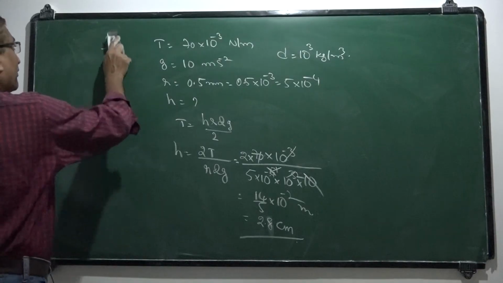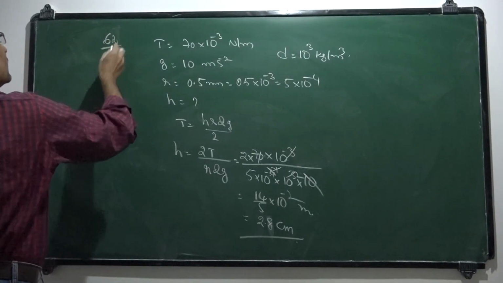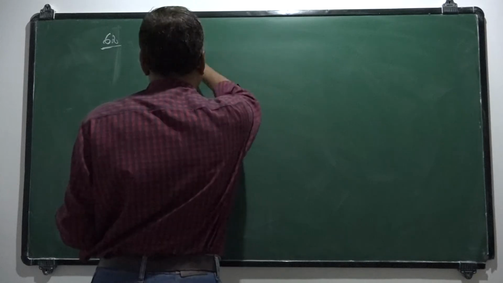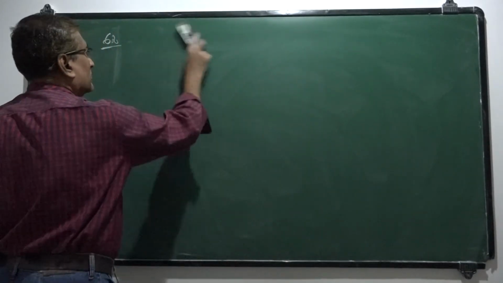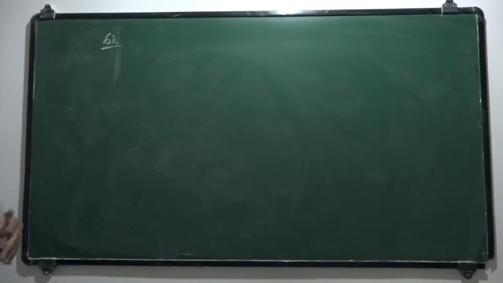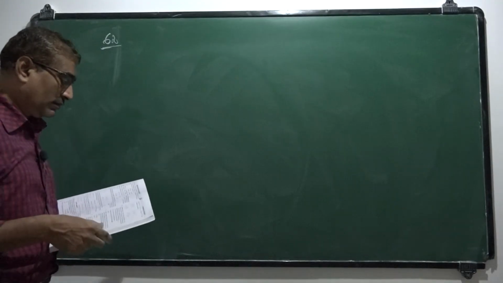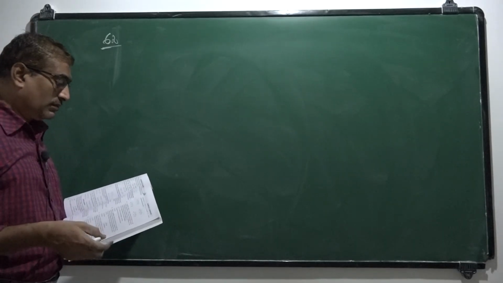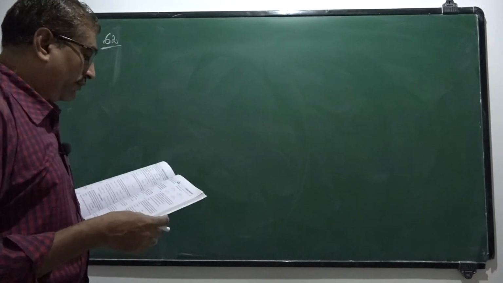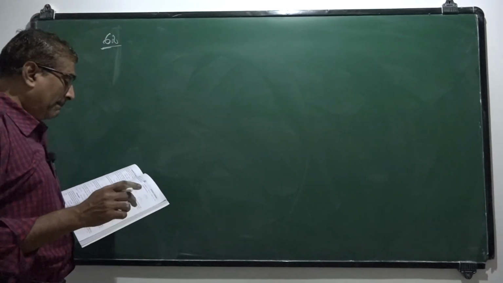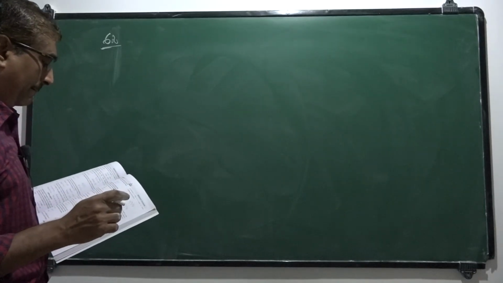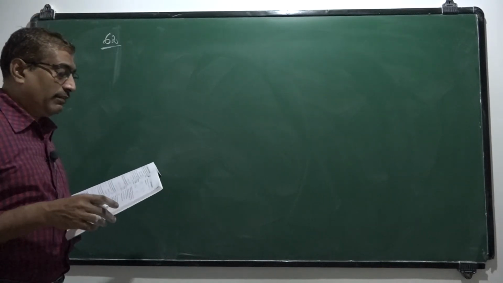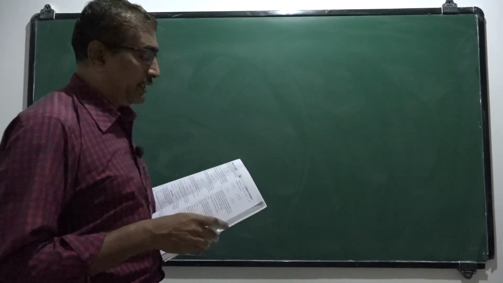Next, 62. When capillary tubes A and B are immersed in water, heights of water column are found to be in the ratio 2:3, then the ratio of radii of the tubes.